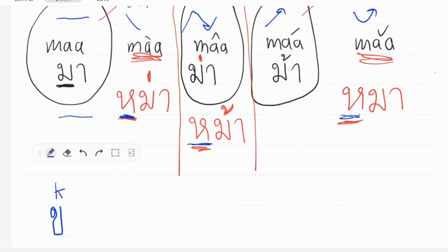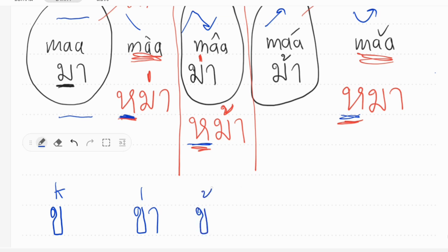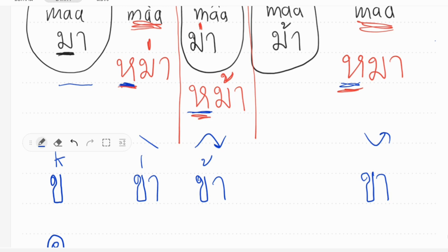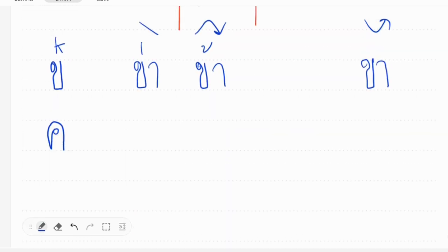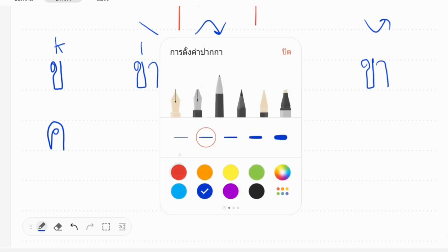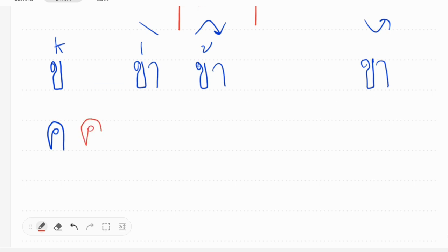So here you see that we're gonna make low tone, so we can make this. Put mai ek, ka, and then falling tone, ka, and then rising tone, ka. So low tone, falling tone, and rising tone. And for the kokai, it will be able to make a mid tone, ka, and then falling tone, ka, and then high tone, ka. So here we have all five tones.